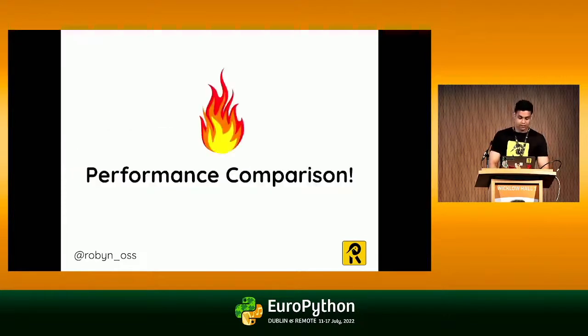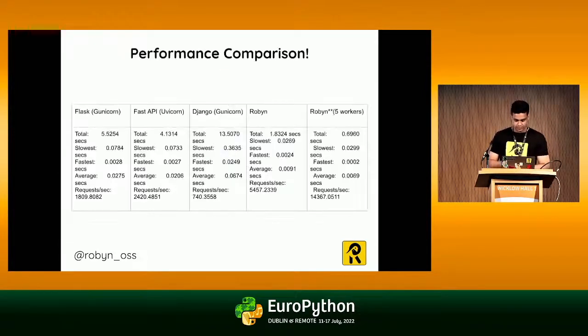Now, if you folks are still not excited, we have the performance comparison. But a PSA that this comparison is not to demean any framework or the people associated with the framework. These frameworks are the reason why I got involved in the Python ecosystem. But here you go. So this is a comparison between Flask, FastAPI, Django, Robyn on 1 worker and Robyn on 5 workers.